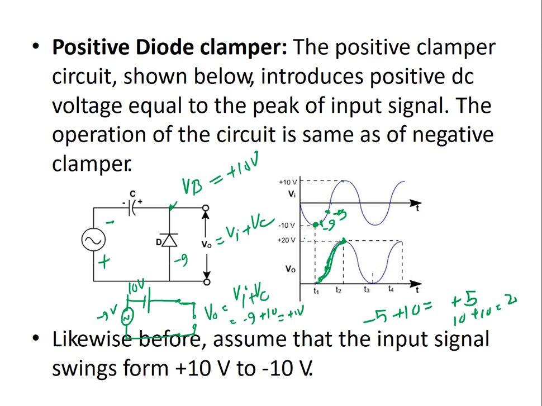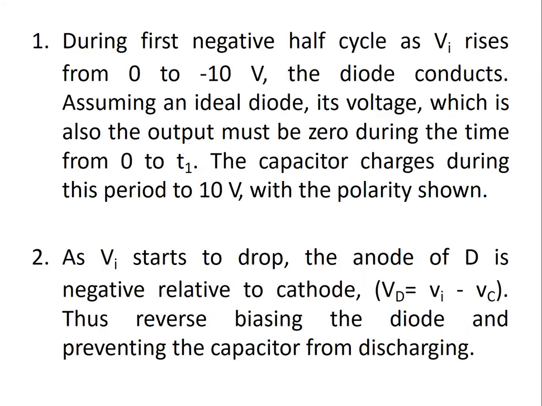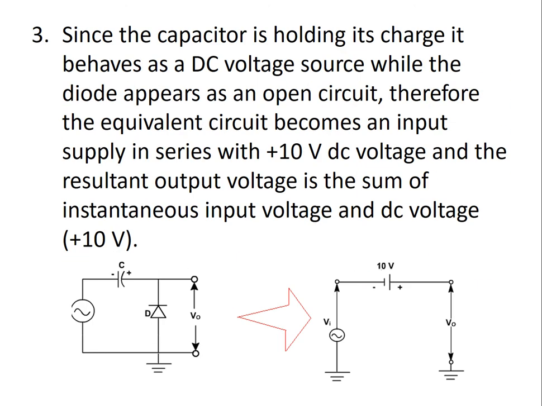So this diode is actually working as a positive clamper. It will introduce a positive DC voltage equal to the peak value of the input signal. So whatever the peak value of the input signal is, that DC voltage will be introduced in the signal. So that will be my output signal here. So this is the explanation of the same concept. You guys can go through this.